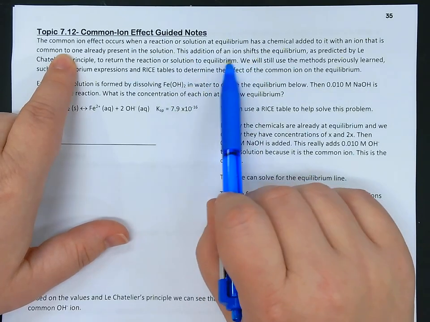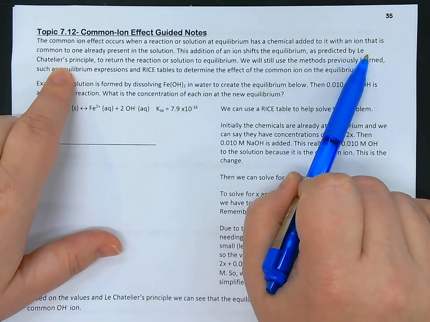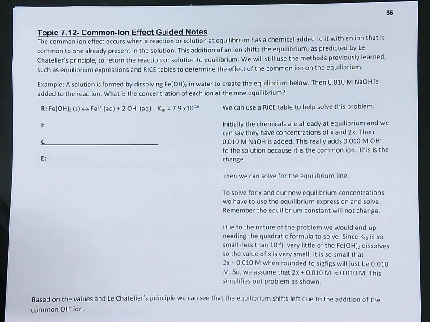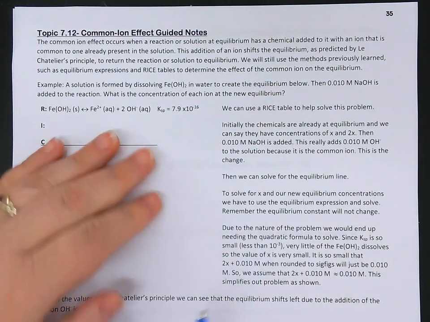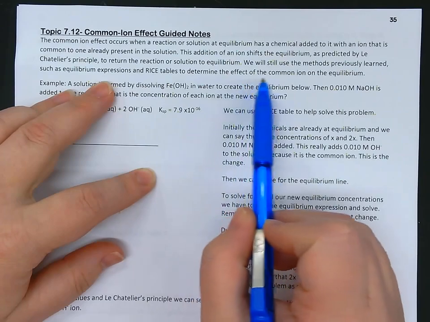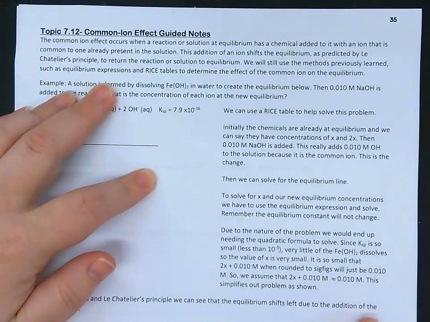Okay, so this addition of an ion shifts the equilibrium, as predicted by Le Chatelier's principle, to return the reaction or solution to equilibrium. We will still use the methods previously learned, such as equilibrium expressions and RICE tables, to determine the effect of the common ion on equilibrium. So let me give you an example.